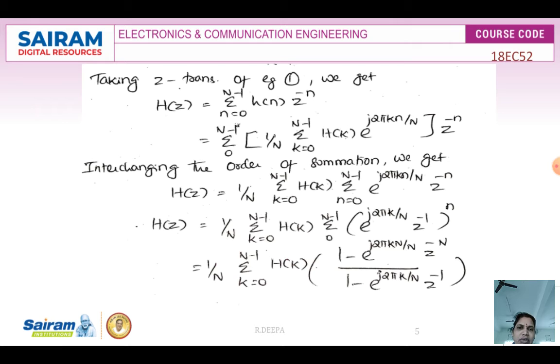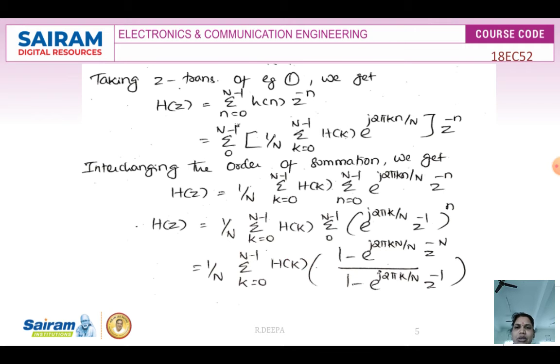For any sequence x of n, the z transform can be taken as x of z is equal to summation n is equal to minus infinity to plus infinity x of n z power of minus n. So this is the formula to find the z transform. Using that concept, I have taken the z transform of h of n like this. And let us substitute what h of n we have from equation 1. Instead of h of n, I am going to put equation 1, written within square brackets.